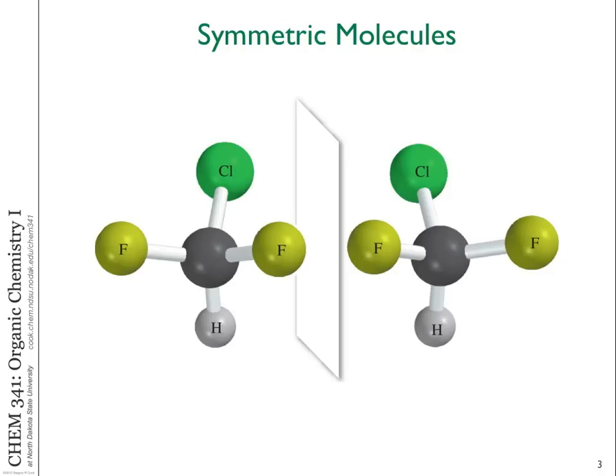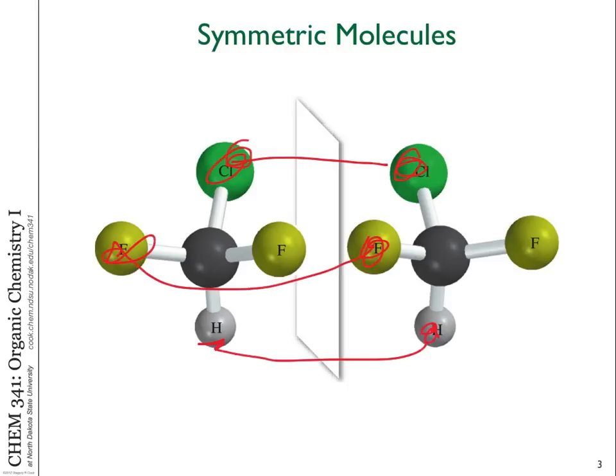So if you take a look at this, for example, this is a carbon molecule, actually difluorochloromethane. This is a molecule which actually is a symmetric molecule. And if you take a look at this mirror image isomer, you can see that they are identical molecules. So here's a chlorine, and you can see if you were to superimpose these two molecules on top of each other, the chlorines would overlap, the hydrogen here would overlap with that hydrogen. This fluorine on the left, if you slid this over, would line up with that fluorine, right? And this fluorine would line up with that fluorine if you were to slide it over.